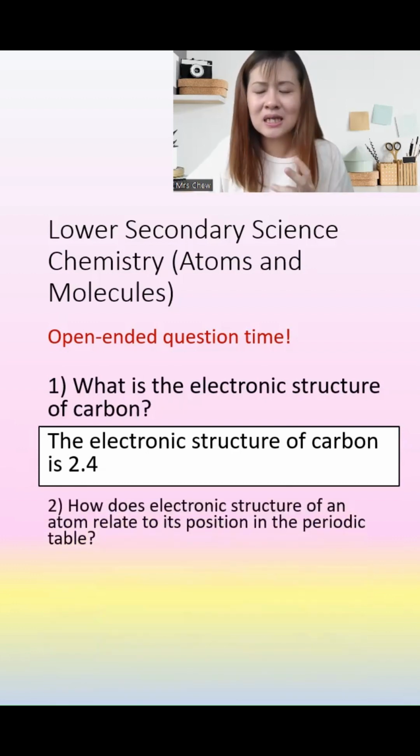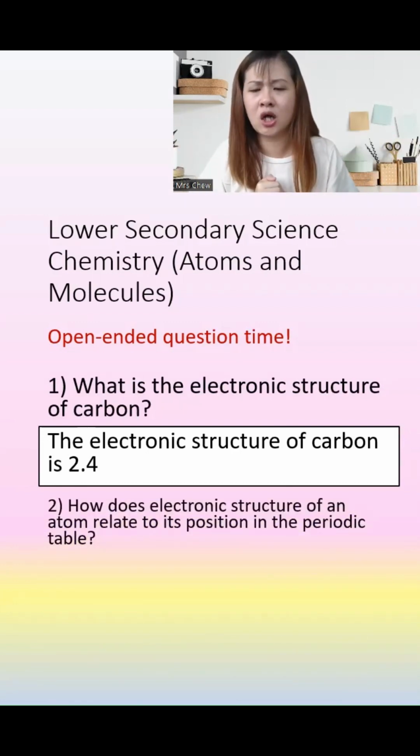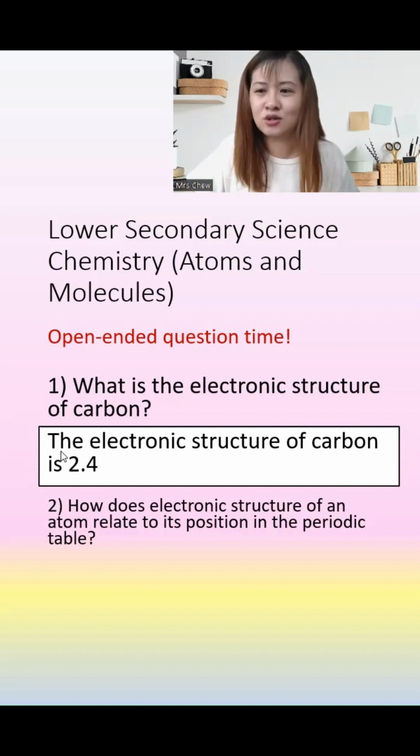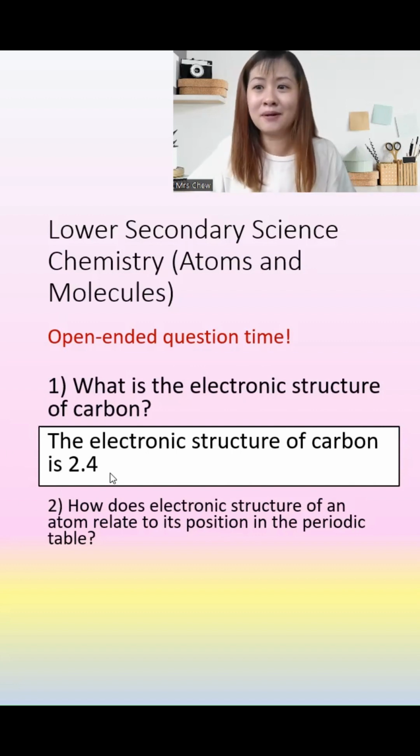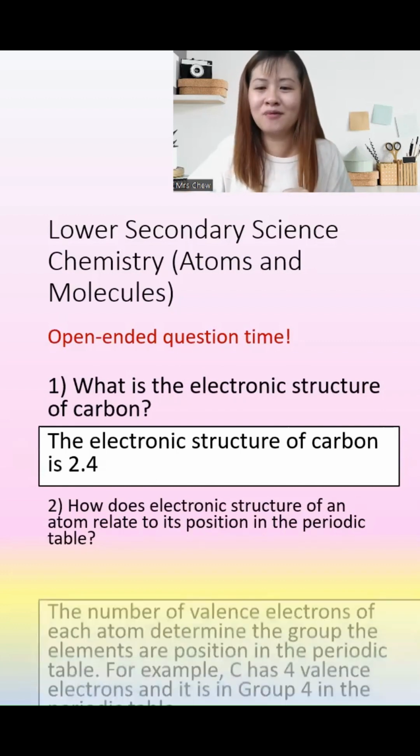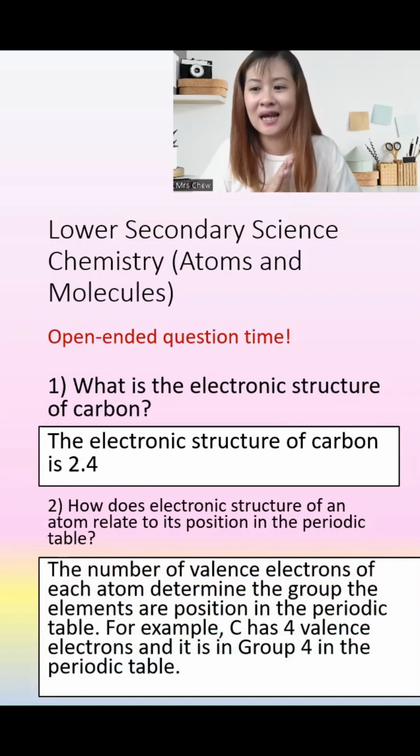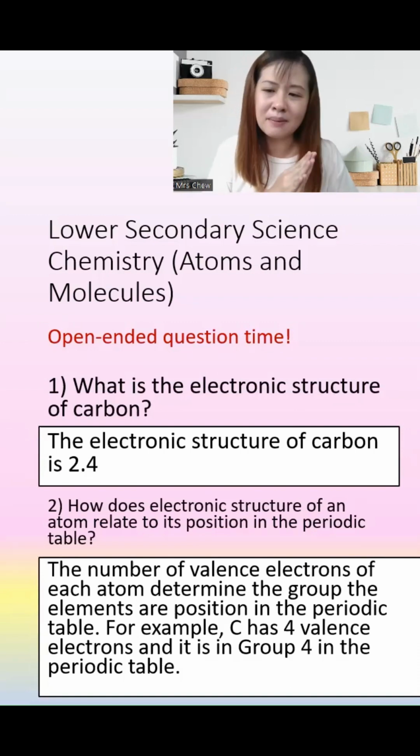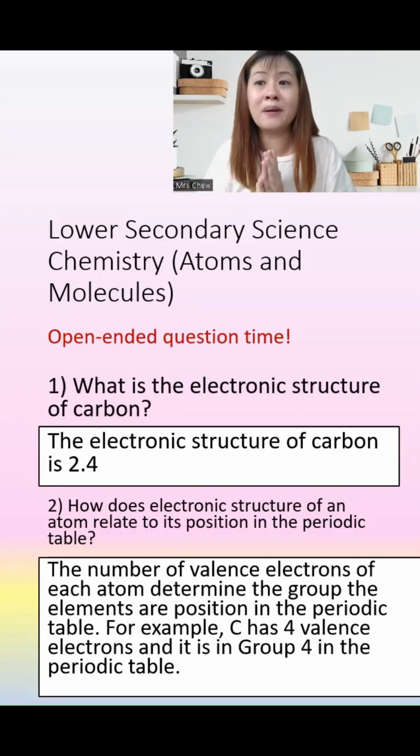The second question is, how does the electronic structure of an atom relate to its position in the periodic table? From this electronic configuration, we will be able to see that it has 4 valence electrons and it will be in group 4. So the number of valence electrons of each atom determines the group that the element will be positioned in the periodic table. For example, carbon has 4 valence electrons and hence it is in group 4 in the periodic table.